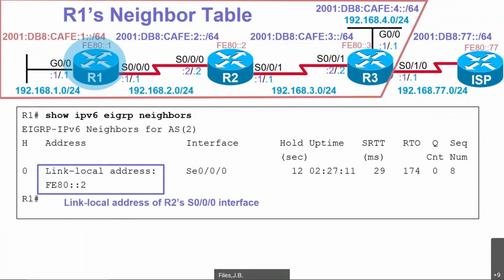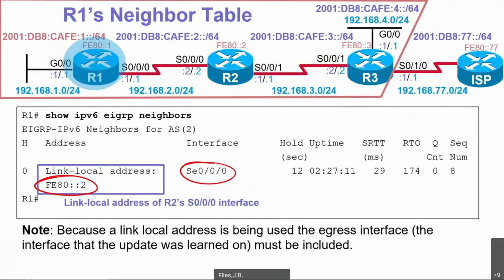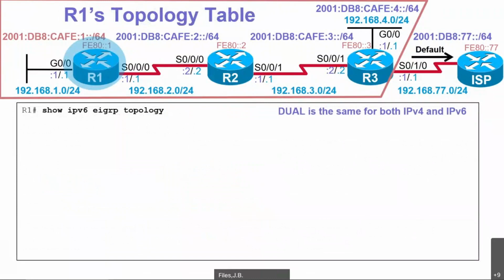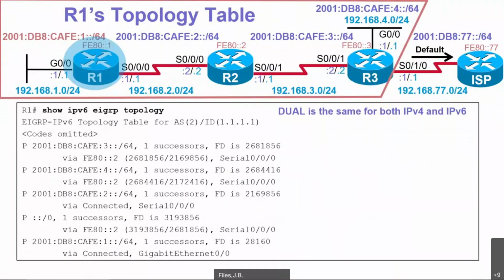So notice the link local address. It's specifying the link local address, but notice we also need to know the serial interface. Because remember, the link local address is not in the routing table. Whenever you're dealing with link local, you always have to specify the interface. And in this case, it's the interface that the update was learned on, the hello that we got from the neighbor. Show ipv6 eigrp topology.